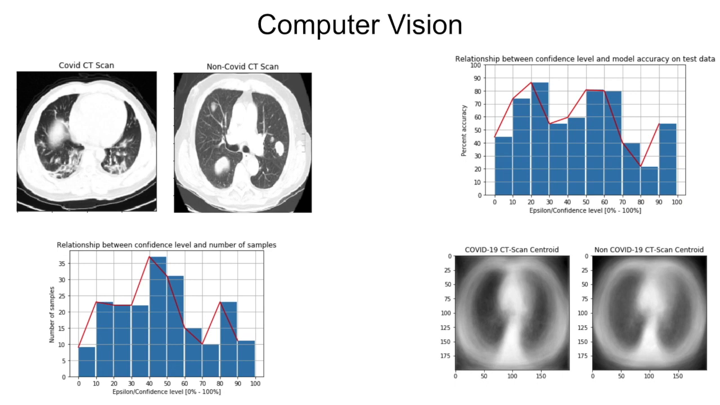In light of COVID, we built a CNN that could detect if a CT scan was COVID positive or negative. As you can see on the graph to the right, as the model became more confident about its prediction, the results improved. Leveraging our technique is also a viable solution to check for IID in datasets, as you can see from the graph to the left that the confidence level follows a normal distribution.